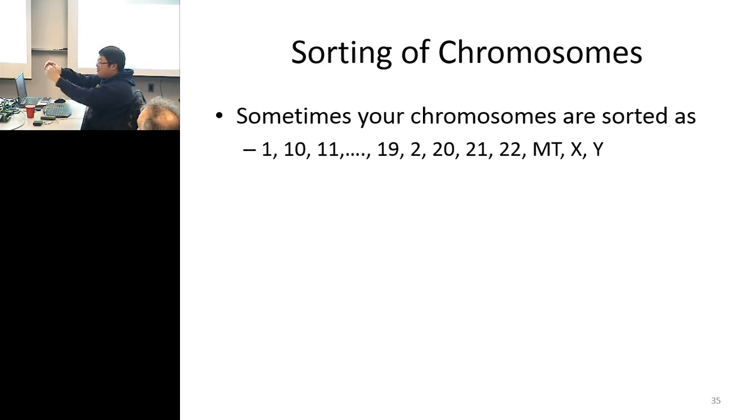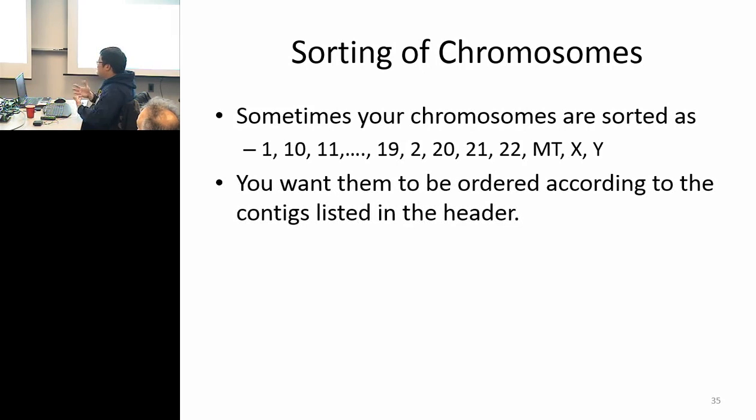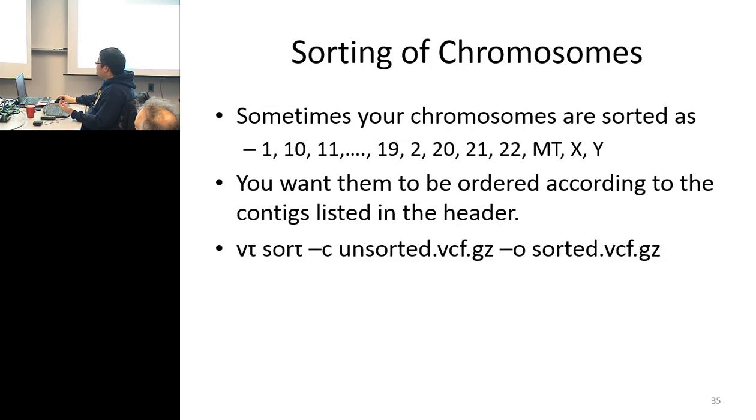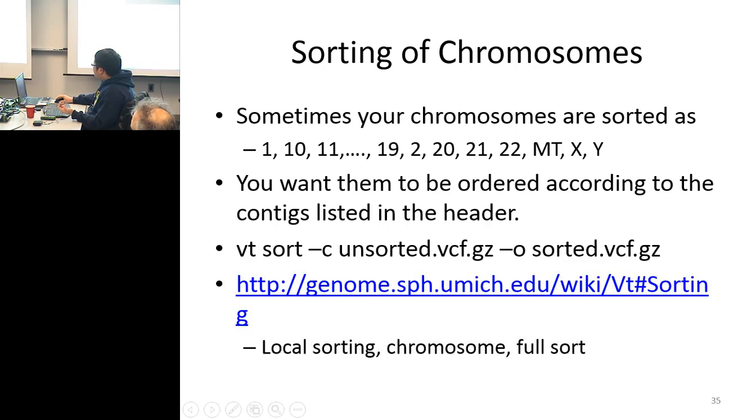So if one of them is ordered and one of them is not ordered in this fashion, I'll lose a lot of overlapping variants. So again, you want them to be listed and ordered according to the contigs listed in the header. There's a little trick here for VT: I have a program which sorts by chromosome based on the index. So that's a useful thing to do, and this again is described in the wiki.